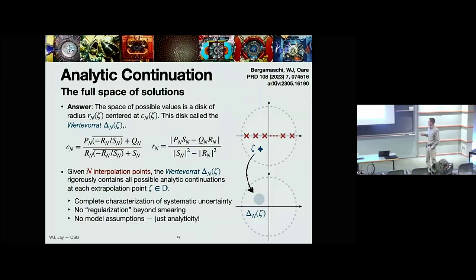Okay, so here it is. The answer is written in terms of those Nevanlinna coefficients. It's a disk of radius r centered at C of n, and the formulas are in fact extremely compact. The name of this space, like every truly important space in mathematics, has a German name. It's the Wertevorrat. And so just to say what I've kind of already said now very concretely, this Wertevorrat gives you a complete characterization of the systematic uncertainty from analytic continuation from a finite set of points. There's no ad hoc regularization here beyond smearing, picking how far above the real axis you're going to go. And there are no model assumptions here. It's all non-perturbative physics. It's analyticity, or phrased more physically, causality.